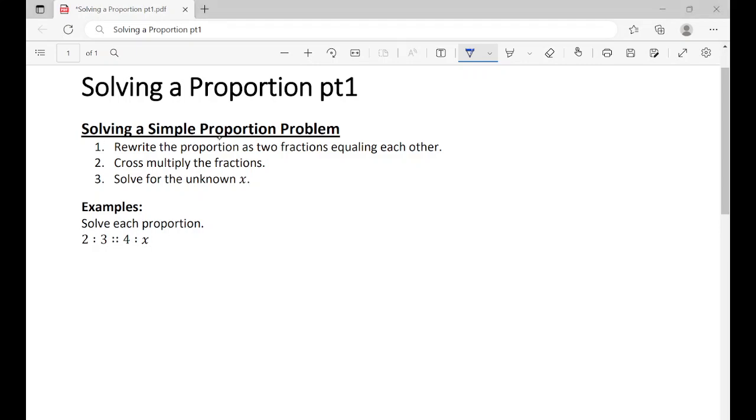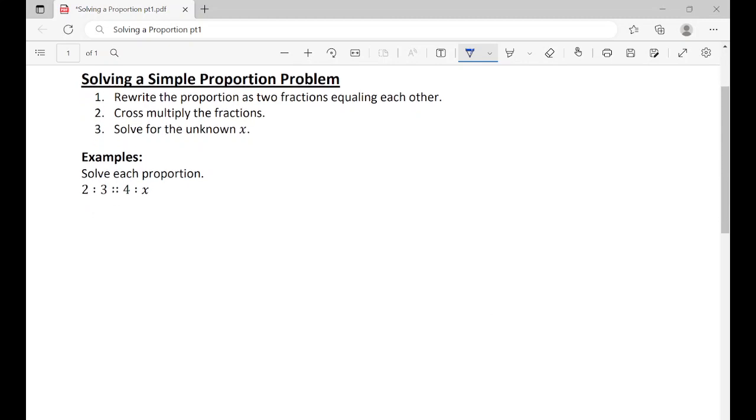When solving a simple proportion problem, you should do the following steps. First, rewrite the proportion as two fractions equaling each other. Second, cross-multiply the fractions. And then finally, solve for the unknown x, or whatever variable is being used.